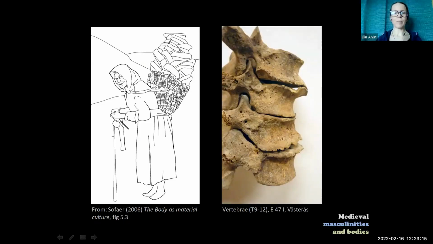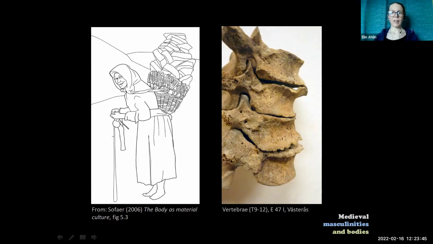Now, activities associated with different genders in osteology. This first image of the lady carrying a basket is from a book called The Body as Material Culture, which was an inspiration for me to start this research. It's by Sofaer, and she shows how the body is affected by the division of labor between men and women. In this example, a typical feminine task in this cultural context is to carry heavy loads on your back, and this can lead to bone change in your vertebrae.